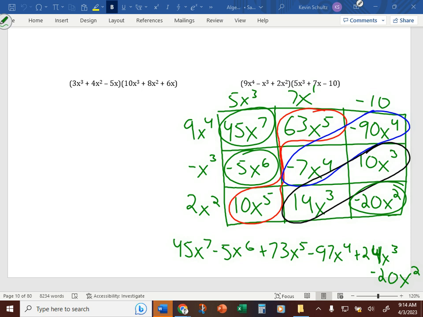And this is our answer. There's nothing else we can combine. It doesn't equal anything, so we can't solve for x. This is just a super long polynomial answer that we come up with.